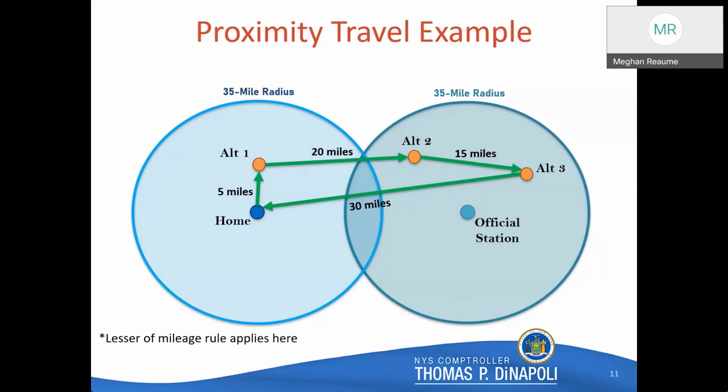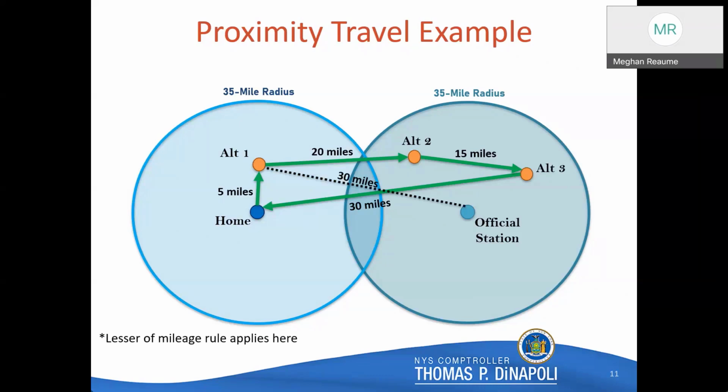This is because there are 2 legs of the trip that involve the traveler going between their home and an alternate work location. For the first leg of the trip, the mileage comparison would be the 5 miles between home and Alt 1 and the miles between the official station and Alt 1. For this example, the miles between official station and Alt 1 is 30 miles, which is greater than the 5 miles between home and Alt 1. Therefore, for the first leg, they can claim the actual 5 miles.